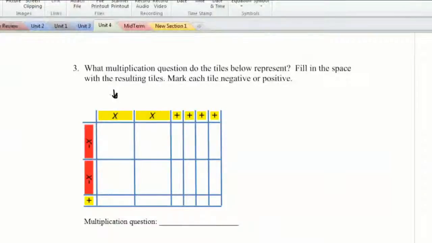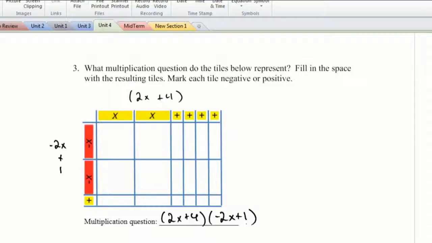So I look up at the top here, I have an x, I have another x, and then so there's an x, and then 1, 2, 3, 4. So that top looks like 2x plus 4. And down here I have negative x's, so negative x, I have 2 of those, so negative 2x plus 1. So my multiplication question would be 2x plus 4 times negative 2x plus 1. And then we have our answer here.